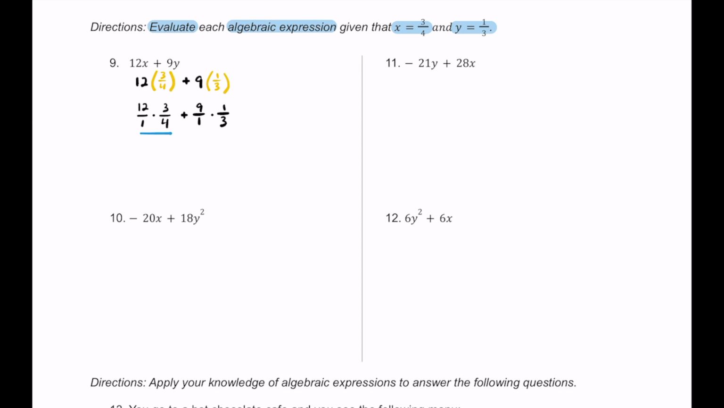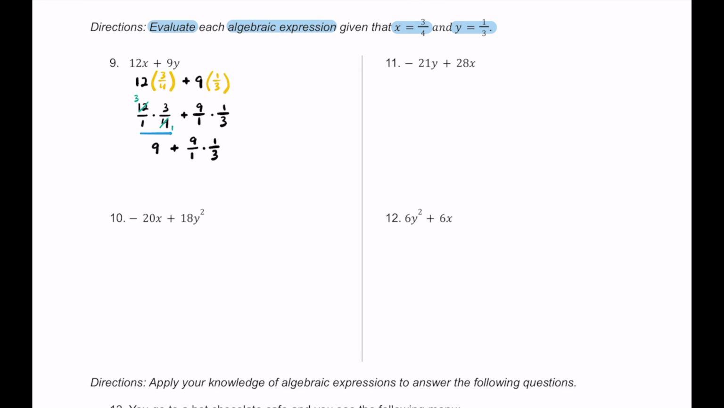Now, looks like we can cross cancel here, right? So if we're multiplying, this 4 and 12 can both divide by 4. That's their GCF. So 4 divided by 4 is 1, and 12 divided by 4 is 3. Now, if you multiply 3 times 3 on top, that's 9, and 1 times 1 on bottom is 1. So we're going to get 9 over 1, which is really just 9, right? Now we're going to go ahead and copy the rest of this down. That's 9 plus the product of 9 over 1 and 1 over 3.